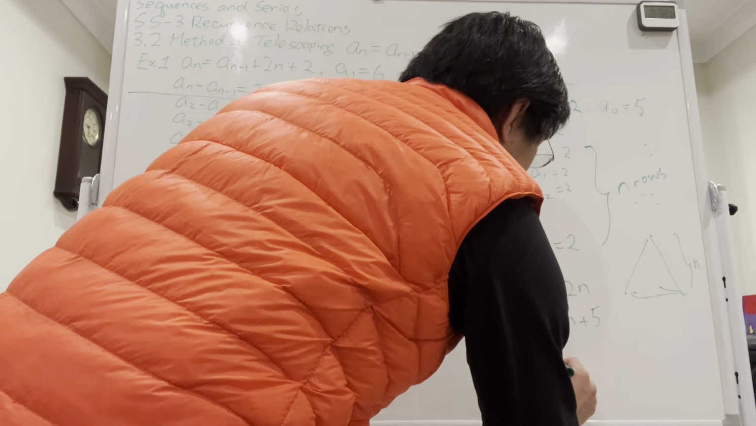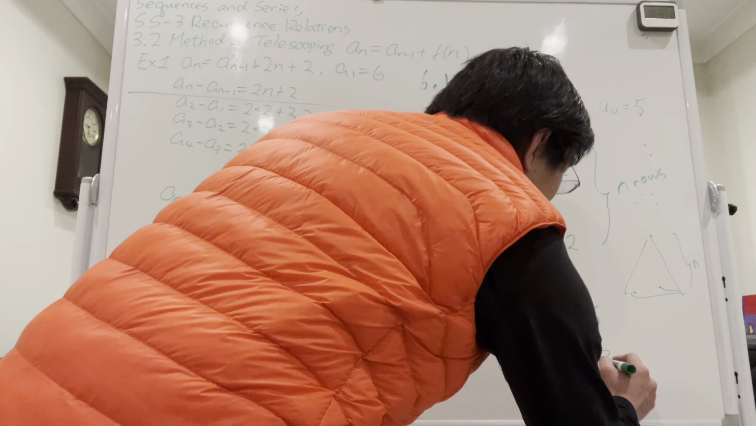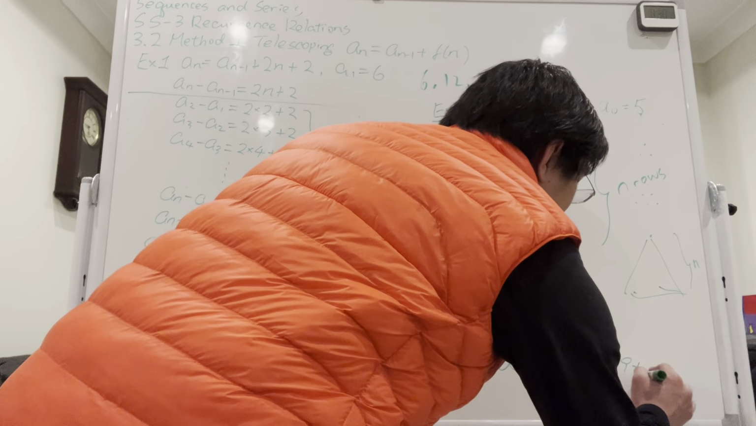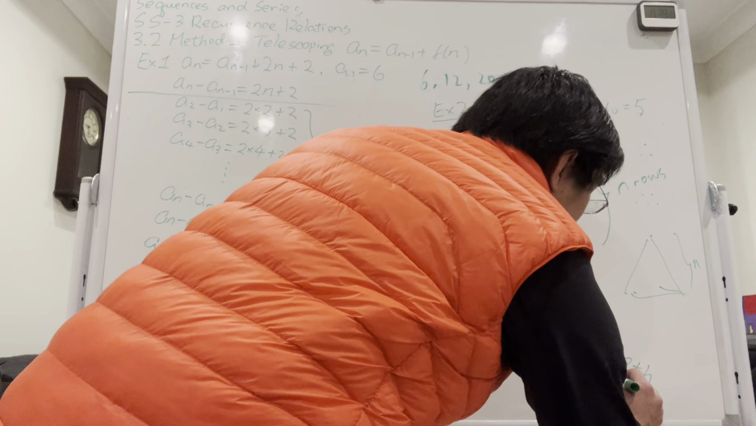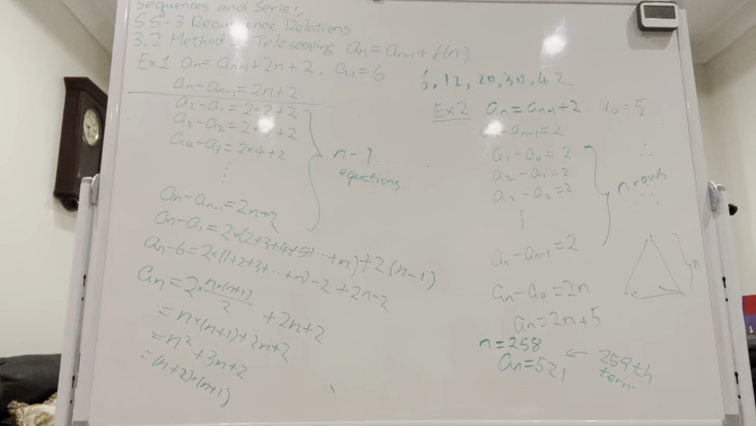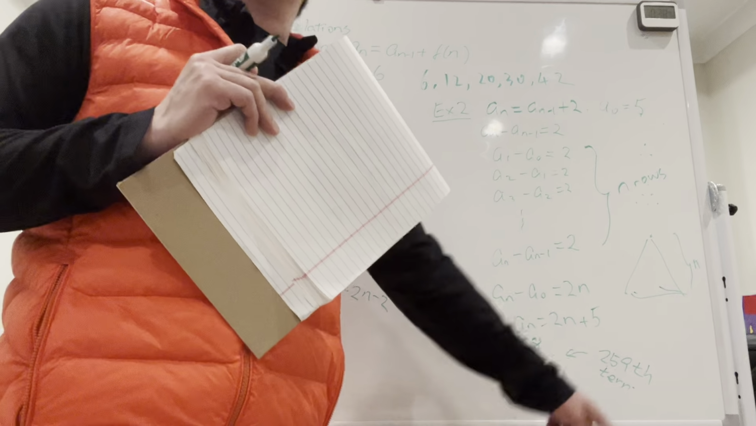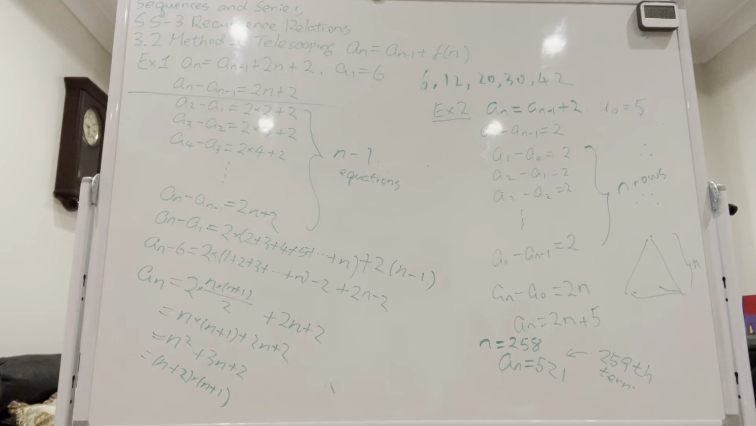Okay, so remember the homework problem. So this is indeed 521. It was the 259th term. Remember the homework problem, 5 plus 7 plus 9 plus, and then plus 521. So this is indeed the 259th term.